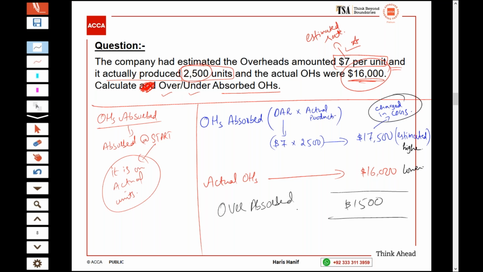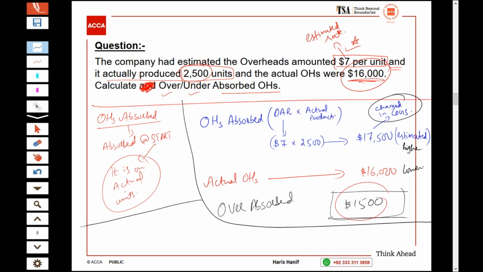Now what does it mean, over absorbed? Over absorbed is something that you had charged more in the COGS based on your estimations. Now answer me, students, what shall I do for this 1500? Shall I deduct it from COGS or not? There is already a large balance in COGS. Shall I need to deduct it from COGS? Say yes or no only.